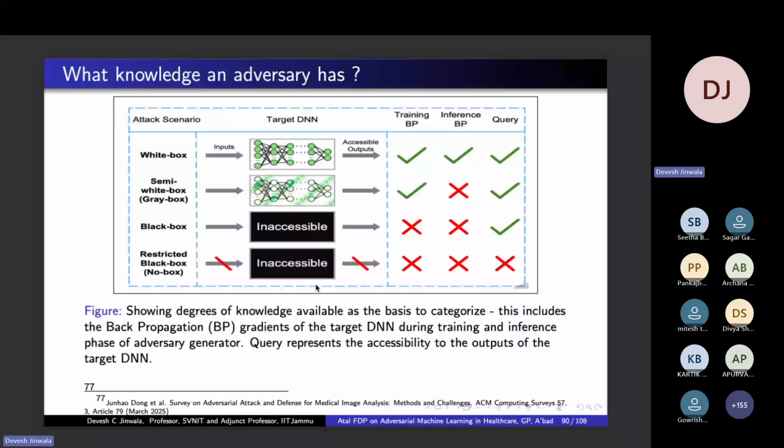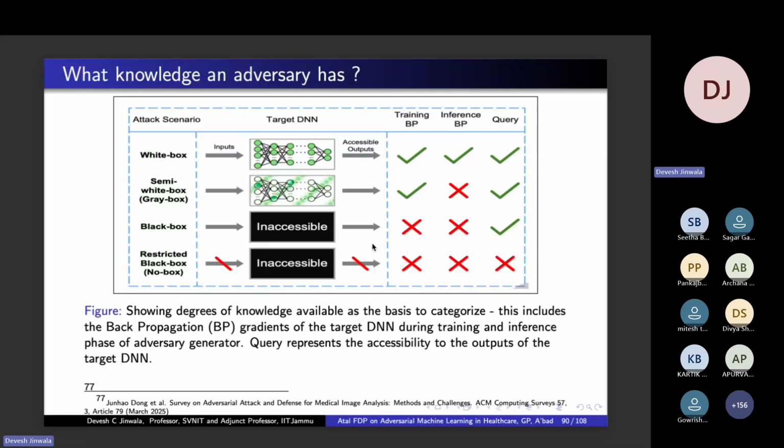This diagram tries to talk about the white box or black box attacks. It also gives something like gray box, but the meaning is seen in this diagram itself. The training backpropagation, inference backpropagation, what all information the adversary has, that classifies. So we just have to look at the white box and black box, and we would say that in the case of white box, the adversary is able to get access to training, which is what I said as the white box, greater capabilities of the adversary.